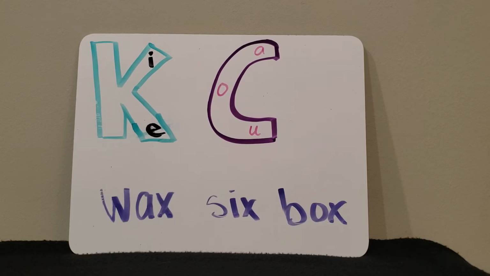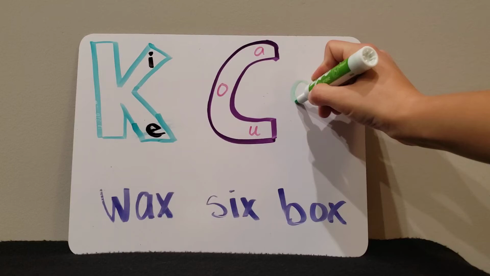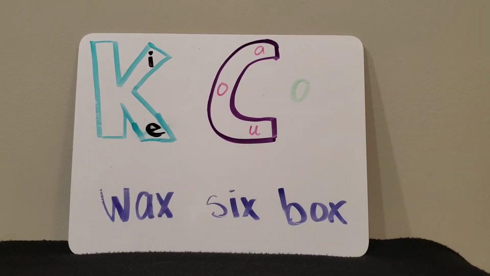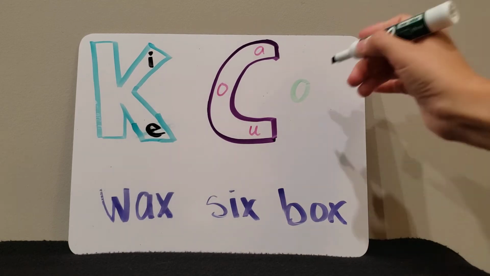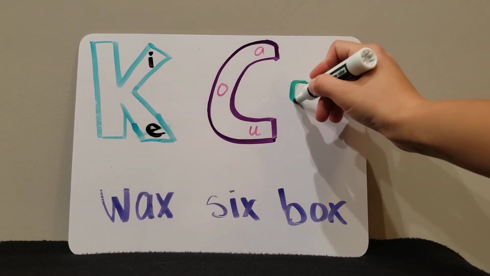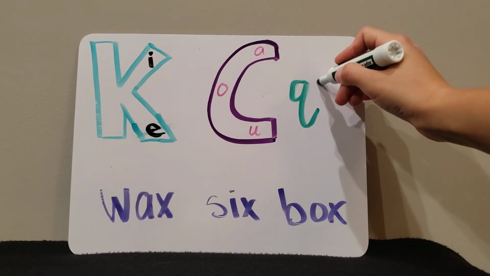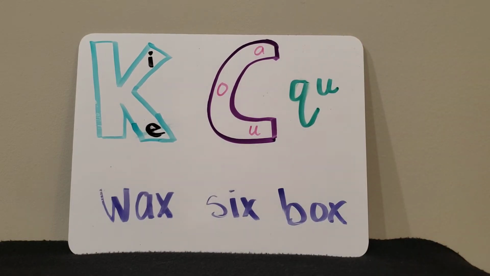Now remember, whenever we have the letter Q, there will always be the letter U after. So whenever we write Q, you can't see. Whenever you see the letter Q, always remember that after Q, there will be the letter U. Okay? That is something that you will need to remember.